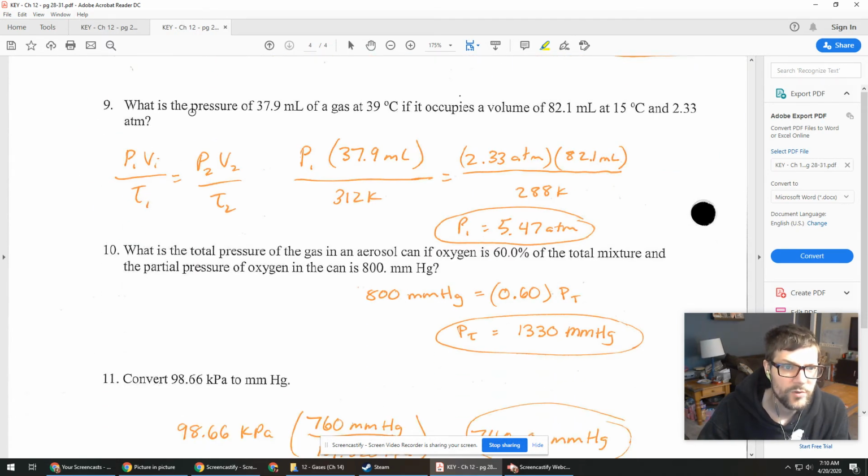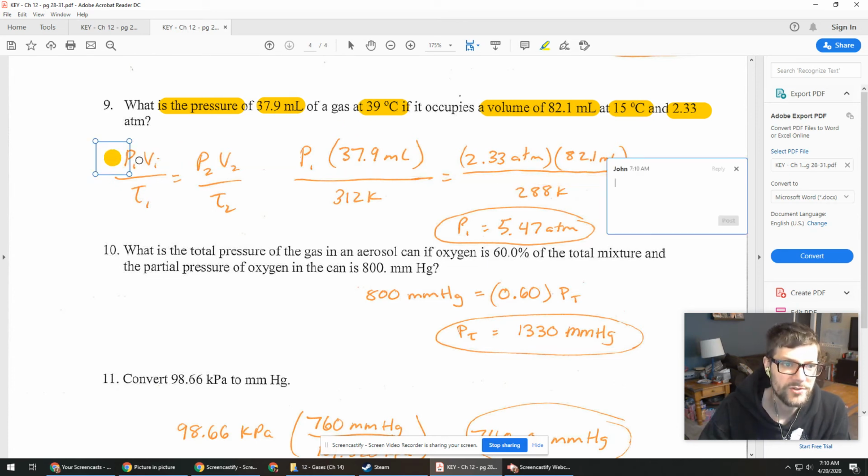Number 9, what is the pressure? Okay, so it could be a couple of different equations. Of this volume at this temperature, okay, if it occupies a volume of 82.1 at this temperature and this pressure. Oh, okay, so this is a combined gas law problem because we're dealing with temperatures, pressures, and volumes, and we're dealing with before and after. So there's your P1V1 over T1 equals P2V2 over T2.